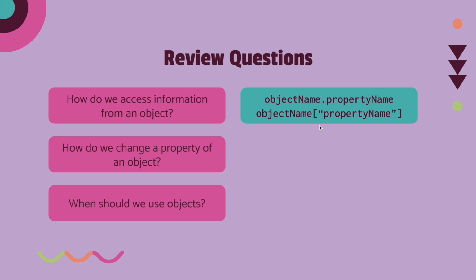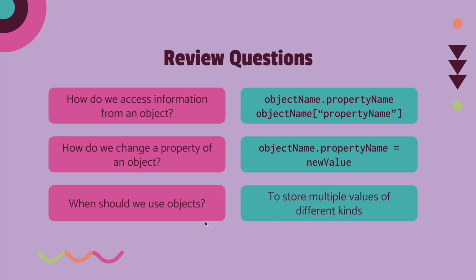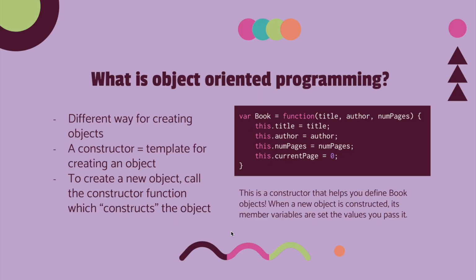Next, how do we change a property of an object? You can change the property of an object by saying object name dot property name is equal to new value. If that property name does not already exist, it will create a new property. Last, when should we use objects? We should use objects when we want to store multiple values of different kinds.